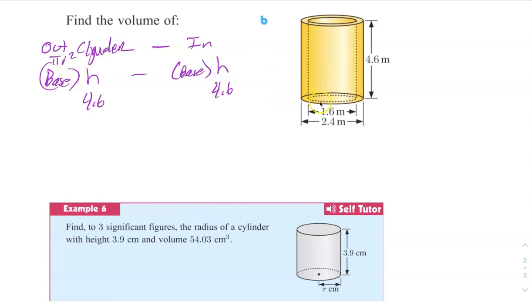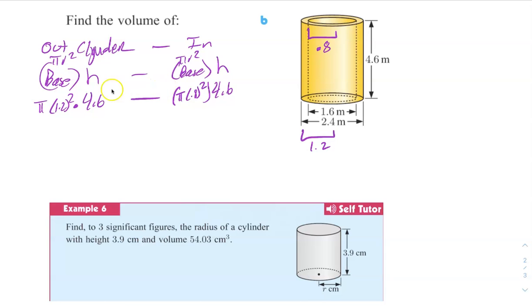So the radius of the big circle, well 2.4 is the whole thing, so the radius must be 1.2. So pi times 1.2 squared times 4.6 minus the inner circle, right? The diameter is 1.6, so the radius must be half of that, which is 0.8. So it's going to be pi r squared, but pi times 0.8 squared times 4.6.